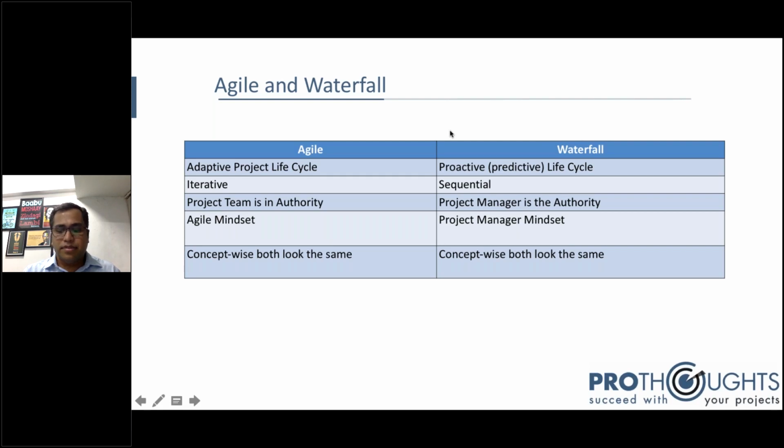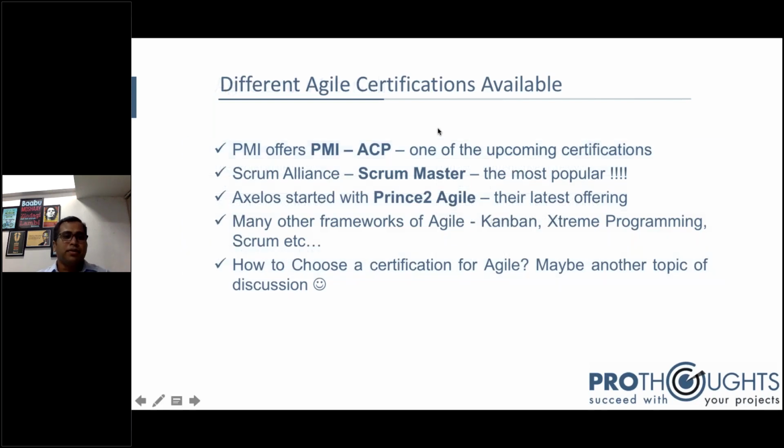Okay, so today in the market we have different certifications. PMI is the most popular body, the strongest body as well. They have the muscle power and they offer the PMI-ACP. The oldest and most popular one is the Scrum Master. You can have the Scrum Professional as well, which is a little higher than the Scrum Master, talking from a project management point of view.